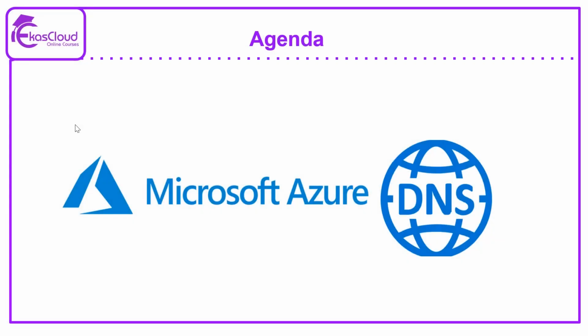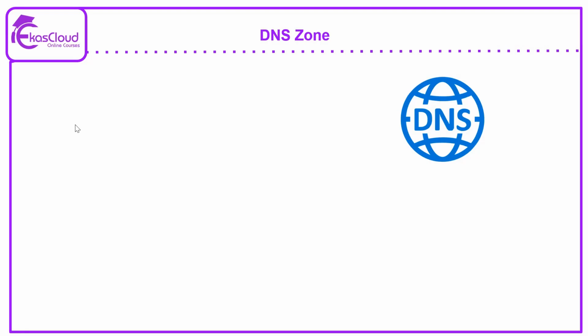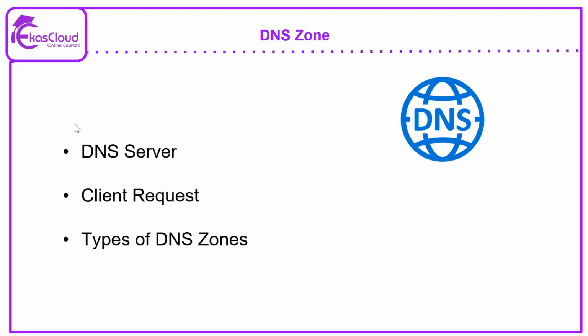Today we will have a look at Microsoft Azure DNS zones. So first of all, we need to know what's a DNS server. A DNS server has a record which can convert domain names into IP addresses. So this is a bit like your mobile phone. Your mobile phone has a list of all your contacts and their phone numbers. Similarly, a DNS server has a record with all the domain names and their respective IP addresses.